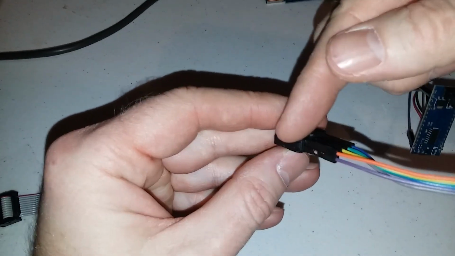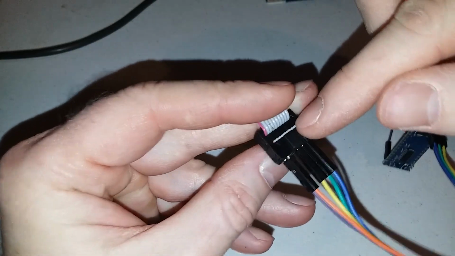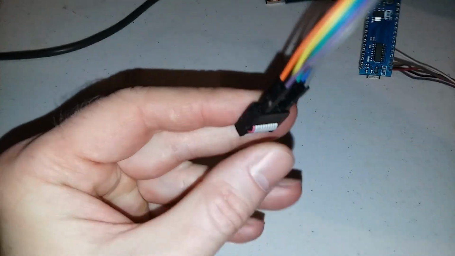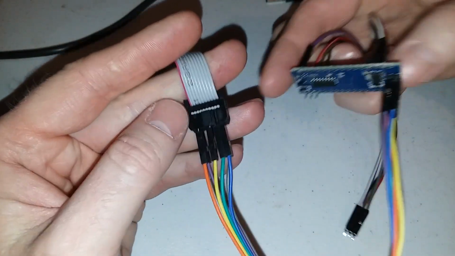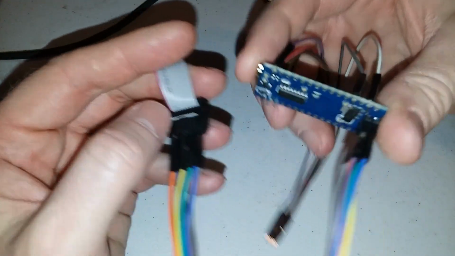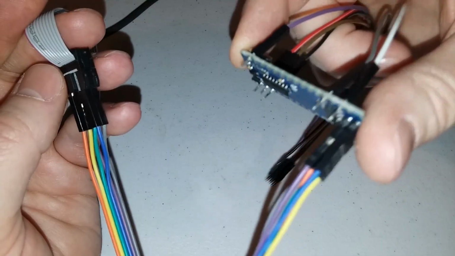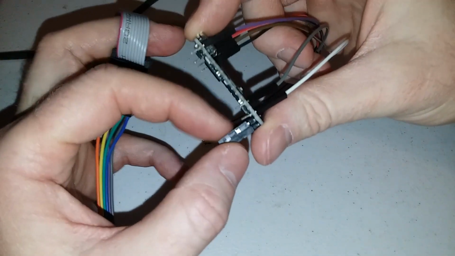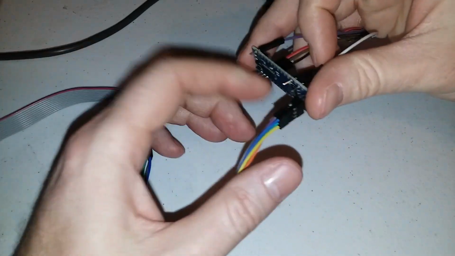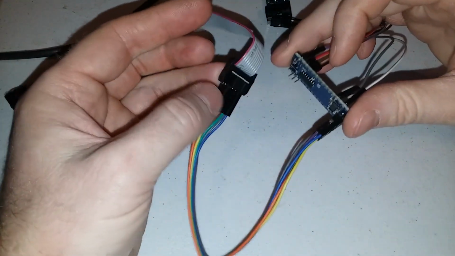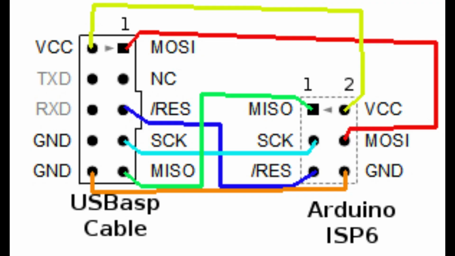2, 3, 4, 5, 6, 7, 8, 9, 10. Odd are on the top with this nub. Even pins are on the bottom. So you have to hook this up correctly. 6 wires to the ISP6 connector on your Arduino Nano. Here's a picture of the 10 pin connector to the 6 pin connector. That's where the wires will go to.